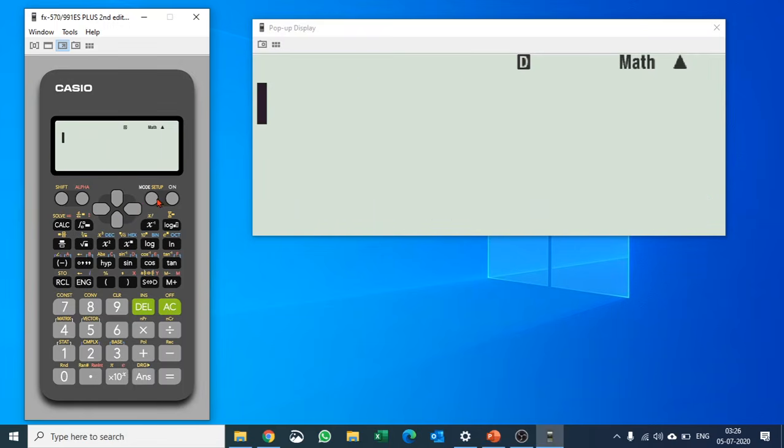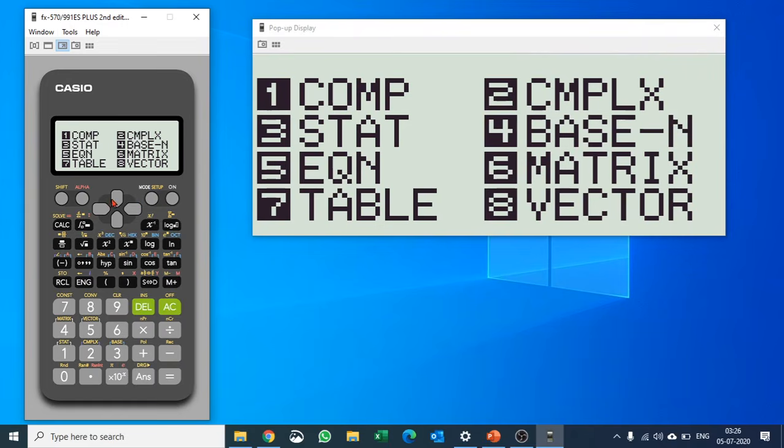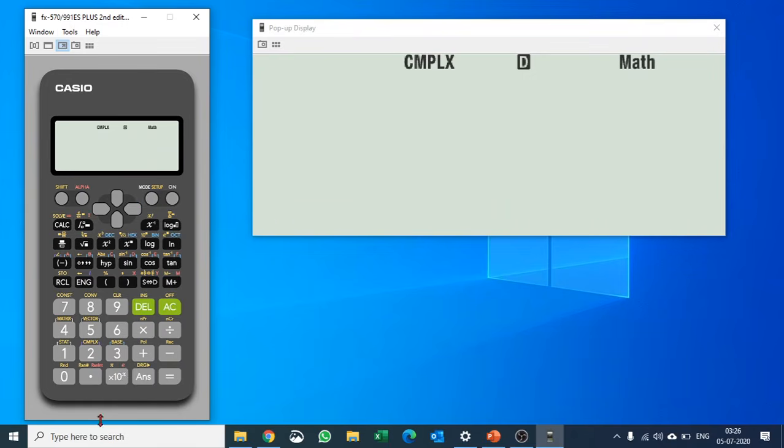The second way to do this is to change mode to go into complex, and then there you can do the necessary settings. So you can say something like 2 plus 3i, right? And now you would like to change this.